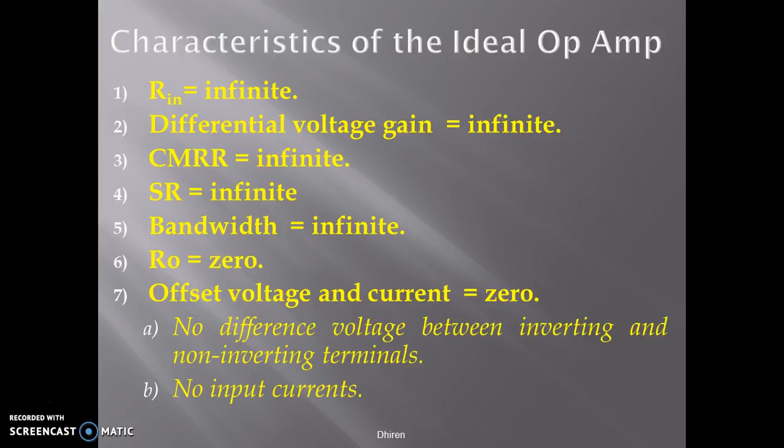Moving on to the characteristics of an ideal op-amp. Ideal characteristics are basically not achievable, but if it is in the direction, it is good.